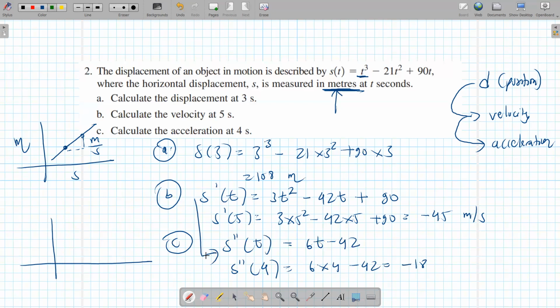I'm going to give you a hint. Acceleration is the slope of the velocity graph. On the velocity graph, you have meters per second on the y-axis. You have seconds on the x-axis. So you do rise over run, right? You do meters per second divided by second. What does that give? Meters per second divided by seconds.